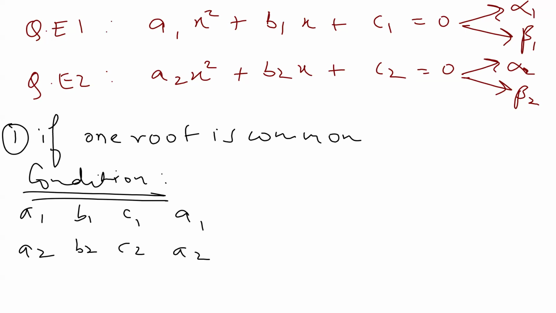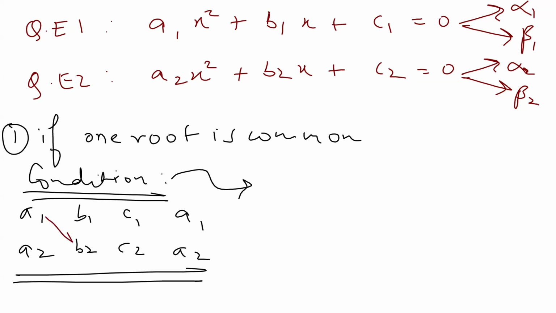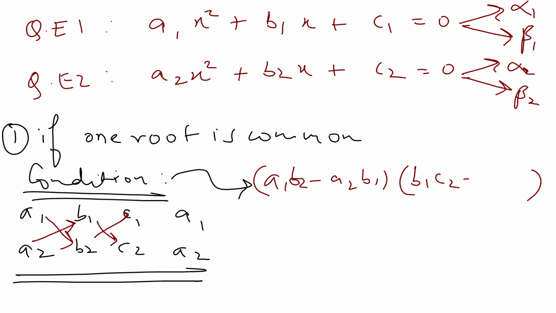Are you ready? This is the format of remembering this formula. A1, A2, B1, B2, C1, C2. Again, start with A1, A2. Okay. So A1 B2 minus A2 B1, into B1 C2 minus B2 C1, equal to C1 A2 minus C2 A1, the whole square.